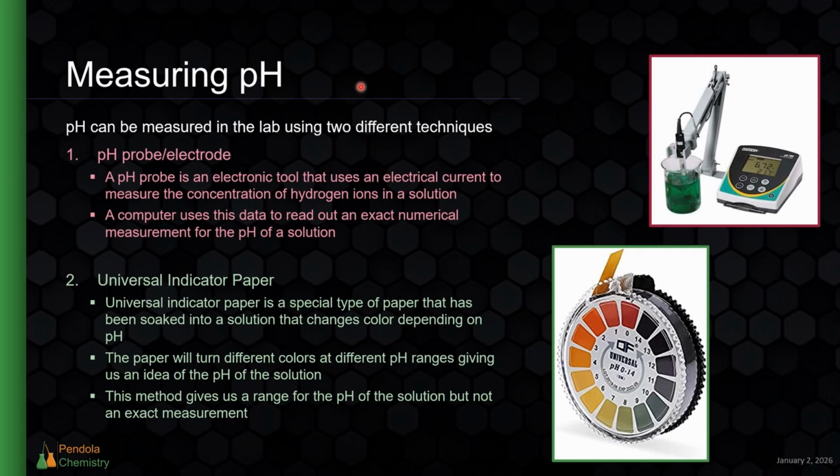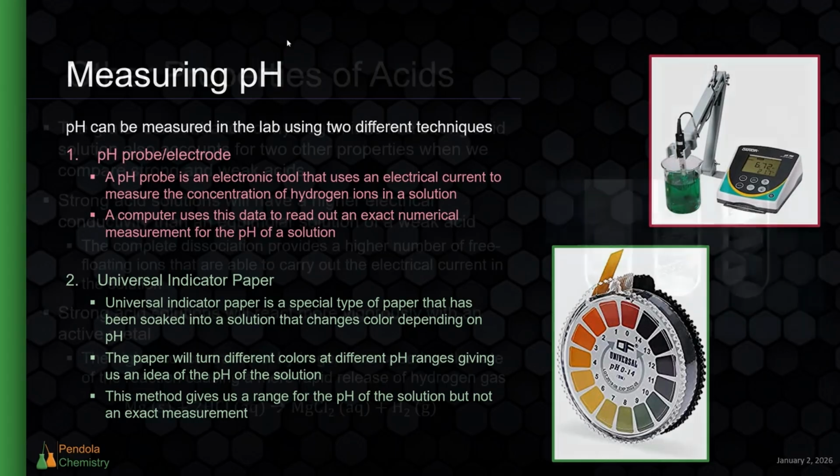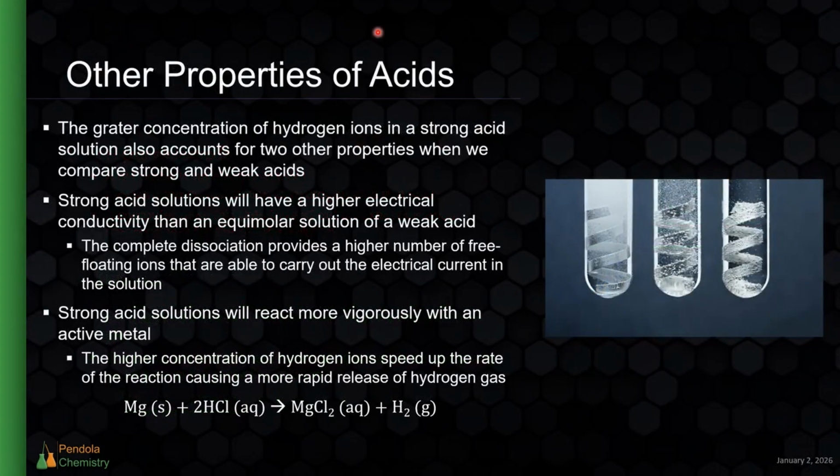So this is how we measure the pH. The pH being different for a weak acid versus a strong acid, and the same for bases, is based on their properties. So acids will have, and we're not going to focus so much on the properties of bases because it's not in your curriculum, but acids have different properties based on whether they're strong or weak. The greater the concentration of hydrogen ions, which is going to be present in the strong acid, is going to account for two main properties that are stronger for a strong acid than a weak one.